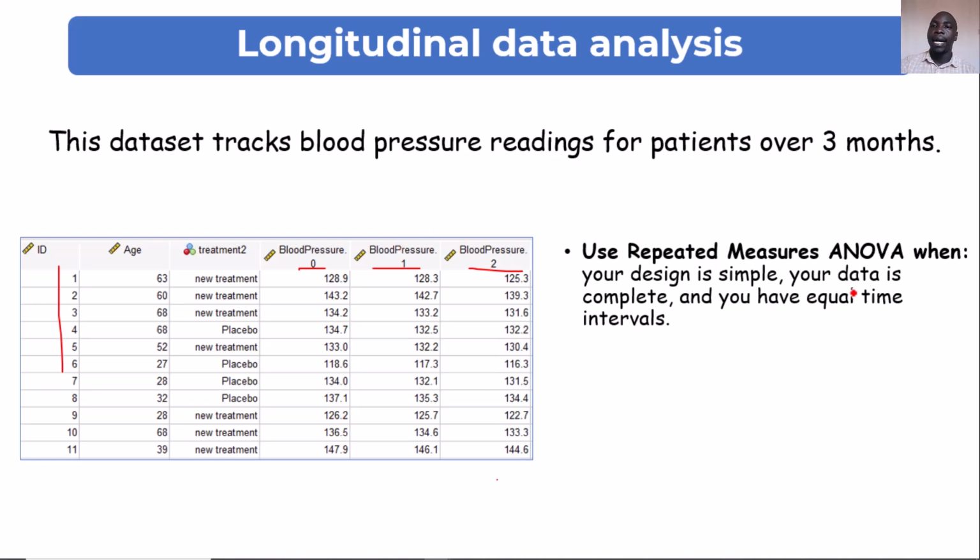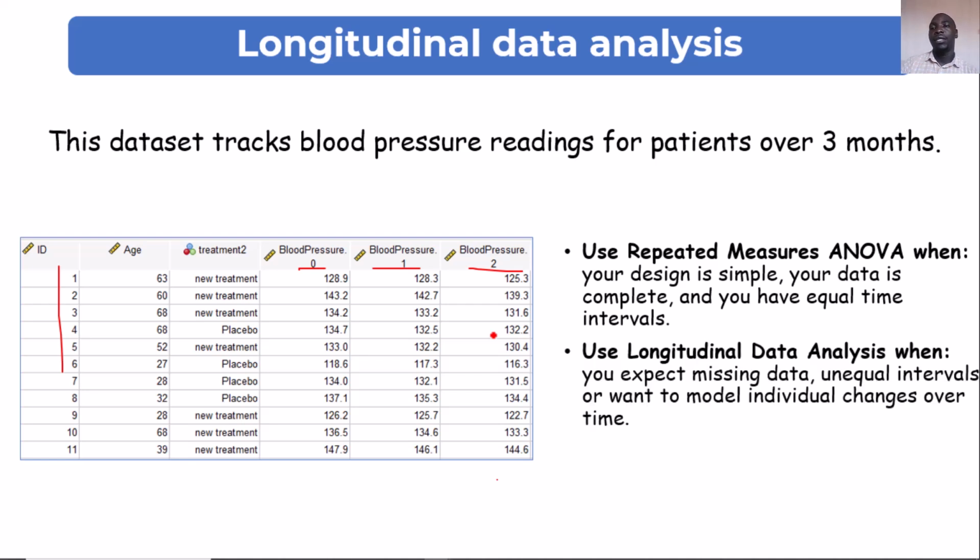And ANOVA requires your data to be complete. Where you have missing values, it will exclude those people from the analysis, likely biasing your results. And you need to have equal time intervals, the way we have them here. But in real life data, most of the time, data is unbalanced. So you will need to use longitudinal data analysis in such scenarios where you are expecting missing data, unequal intervals, or you want to model individual changes over time.